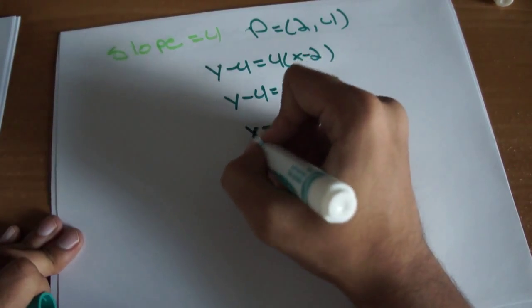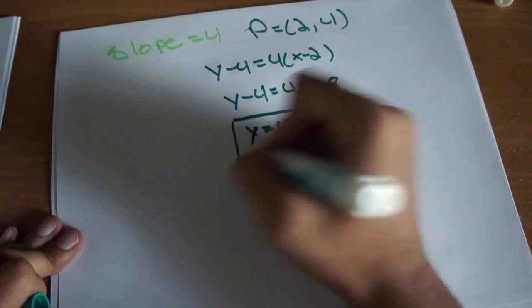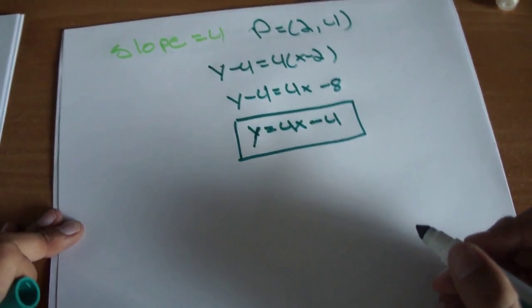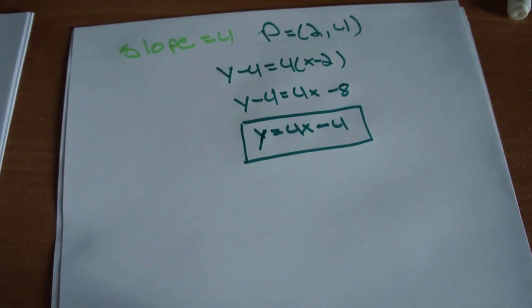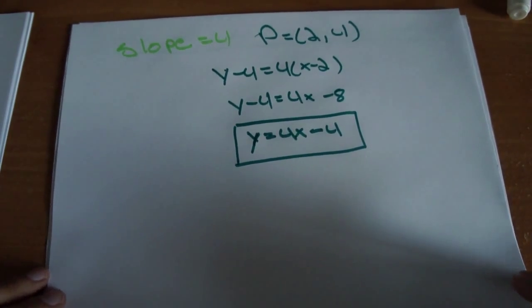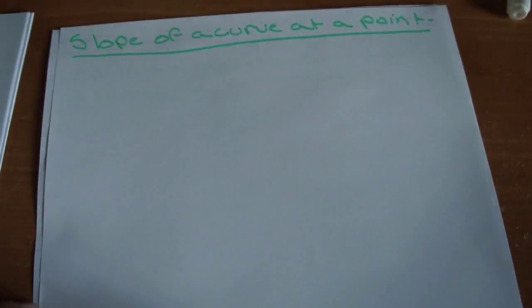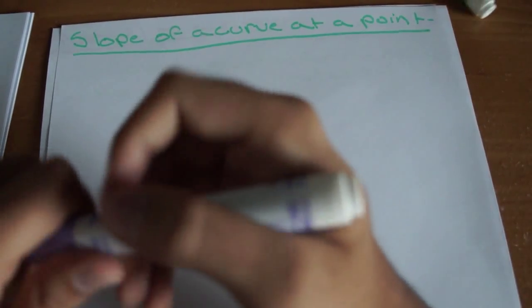And thus we have the equation of the tangent line at point P of the parabola y equals x squared at (2, 4). Now moving on to slope of a curve at a point. We're going to use purple now.